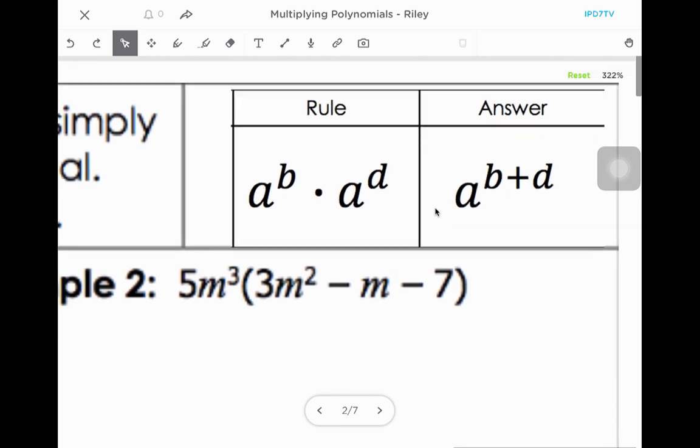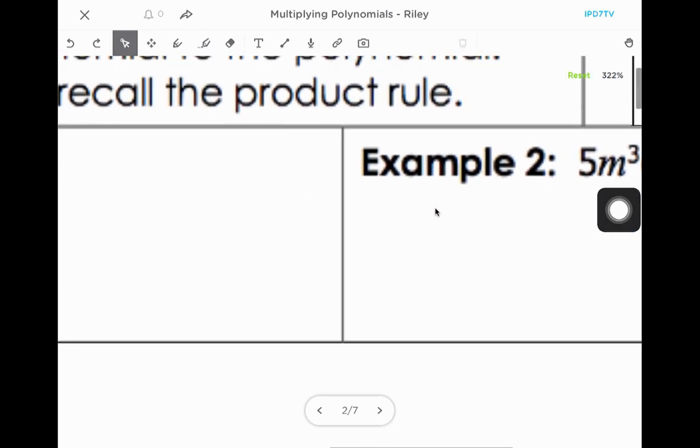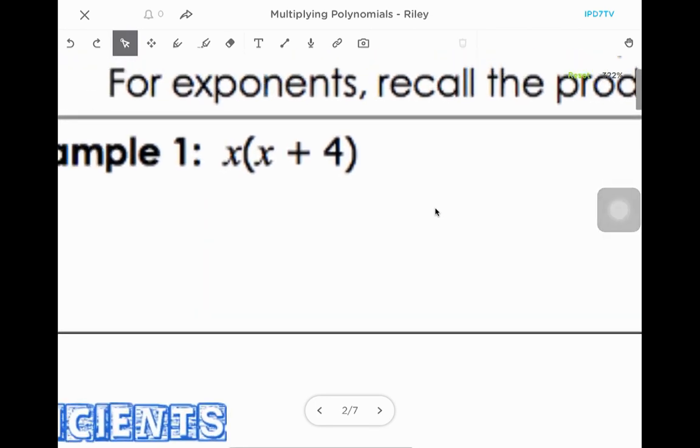Basically, if you are taking these two things that you are multiplying, and they have a similar variable, so they both have an a, and the exponents are different, you can add the exponents. So let's look at some examples.